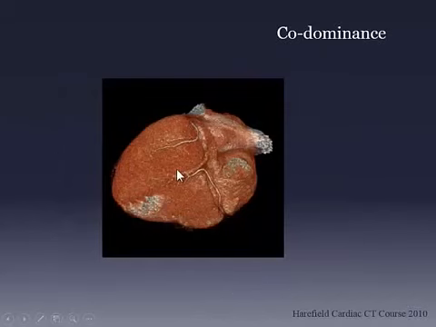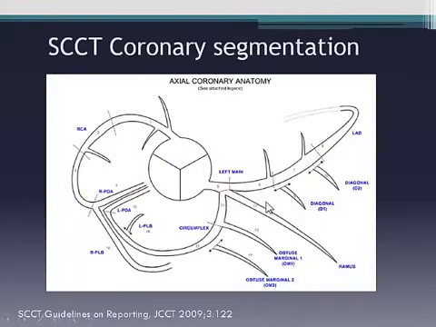So this is an example of codominance, where you see this vessel coming here. This is probably the right, this is the left, but this is a PLA, so the posterior lateral artery. So you can see the circumflex and the right are both relatively the same size, and that's codominant.